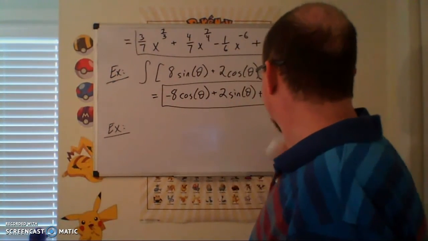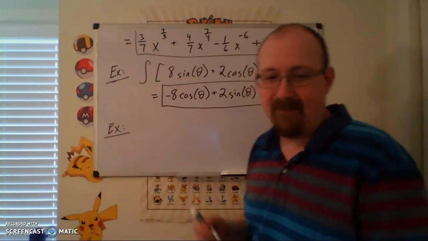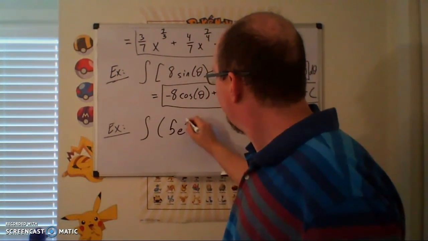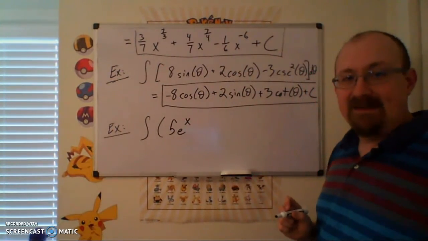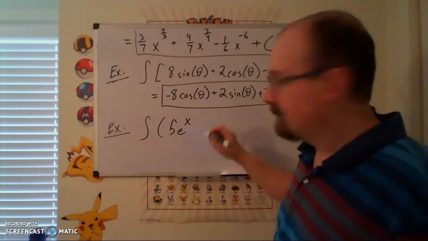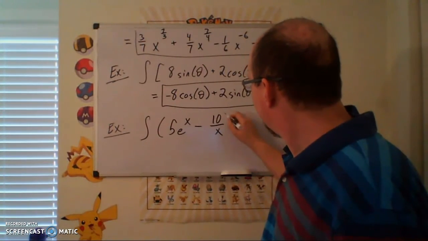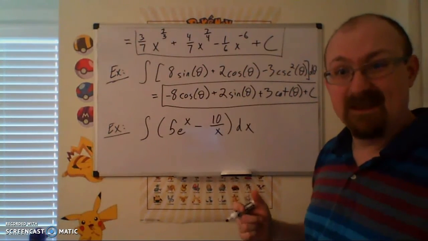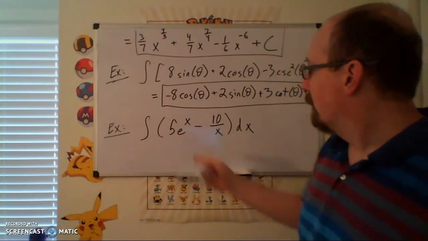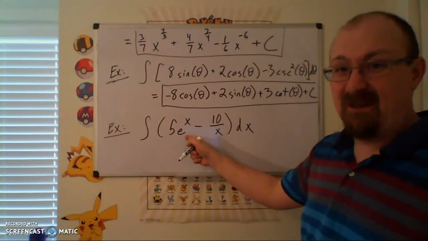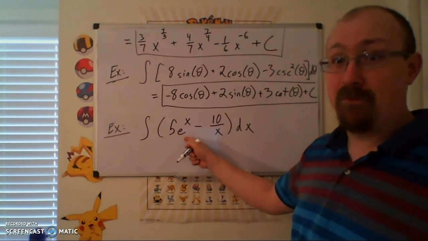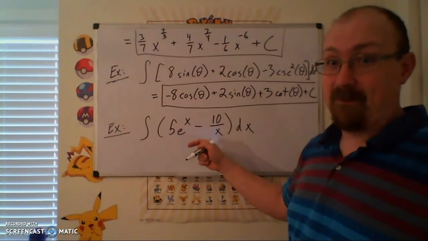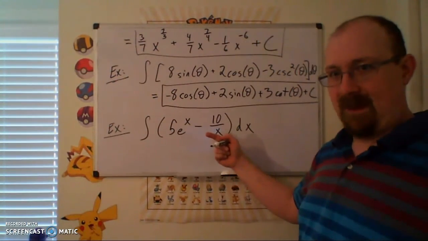I'm highly confident I can fit this next example in. So it's using some of my favorite stuff here. We have 5e to the x minus 10 over x. And we want the indefinite integral of this thing. So the exponential function e to the x should be one of our favorites. Hopefully you'll recall the derivative of e to the x is e to the x again. As it turns out, its antiderivative will then be e to the x again.